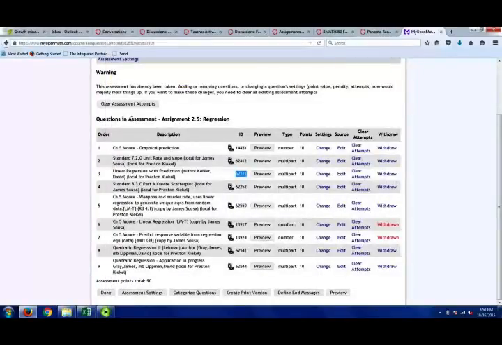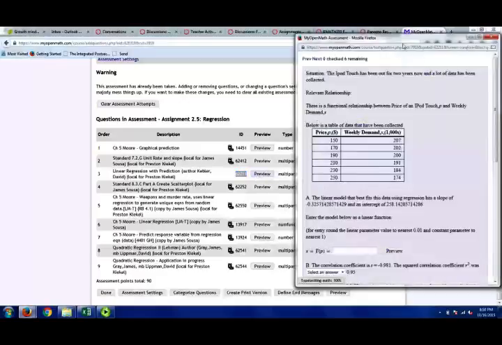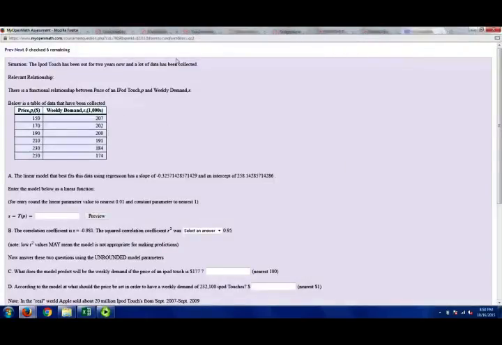I want to show you now how to do an example of linear regression with prediction. So here's the situation. There's an iPod Touch, and it's been out for 2 years now, and a lot of data has been collected. Here's the relevant relationship. There's a functional relationship between price of an iPod Touch, P, and the weekly demand, S. Below is a table of the data that have been collected.